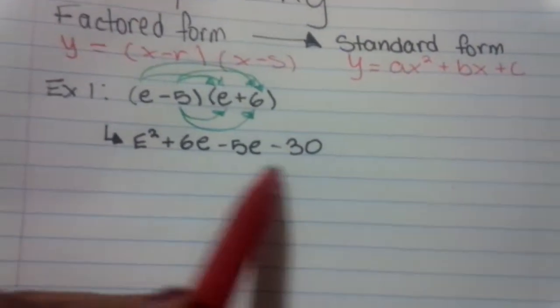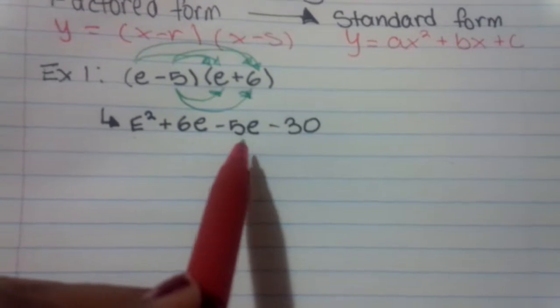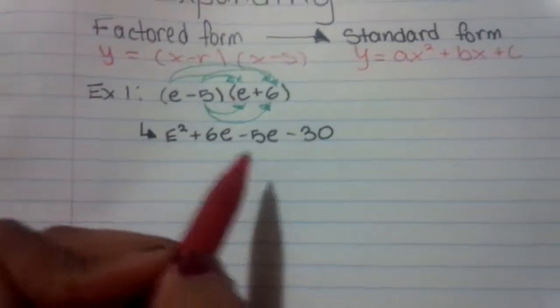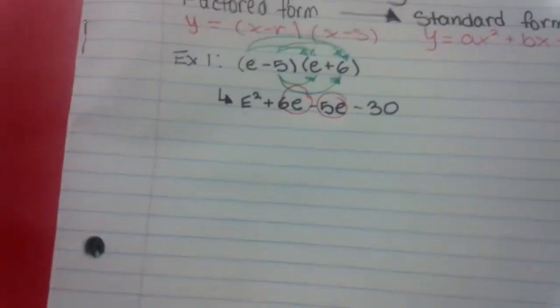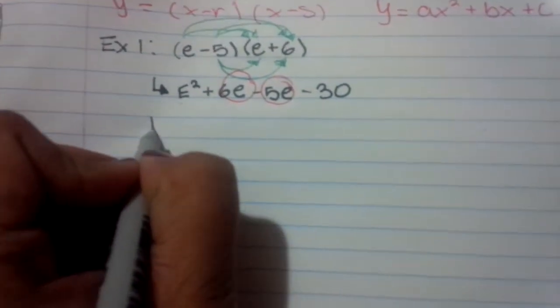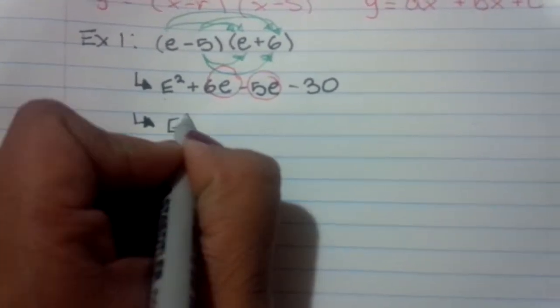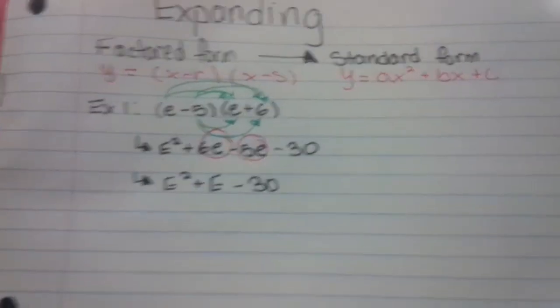You collect like terms. So what's similar in this equation? Okay, there's e squared. Do you see another e squared? No. There's 30. Is there another 30 or any other numbers without a variable to it? No. But there is 6e and there's 5e. So these two like terms can be added, and it's actually subtracting in our case. 6e minus 5e equals 1e, but we don't have to put the 1 in front of the e. We can just write e. So it's going to be e squared plus e minus 30. And there you go. You have your final product.